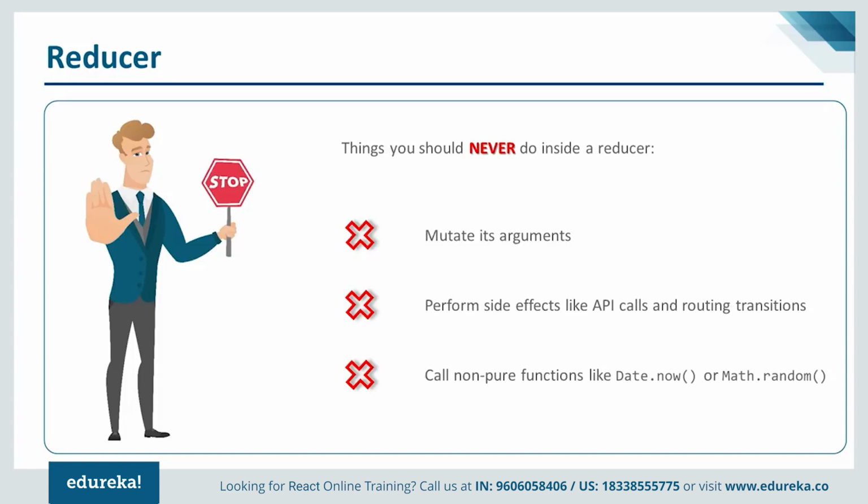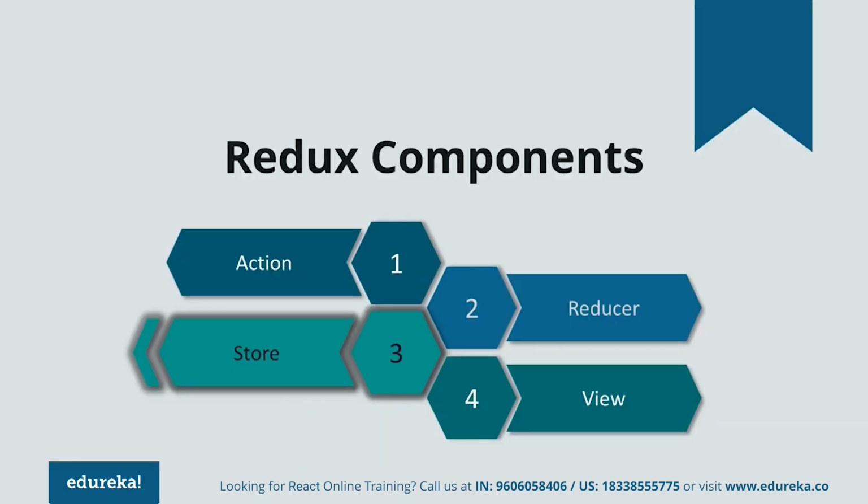You should not perform side effects like API calls and routing transitions. And you should not call non-pure functions like Date.now or Math.random, which manipulate or change the input values. You should not use these three things in reducer functions. Now we'll talk about the third component, which is again a very important component, the store.